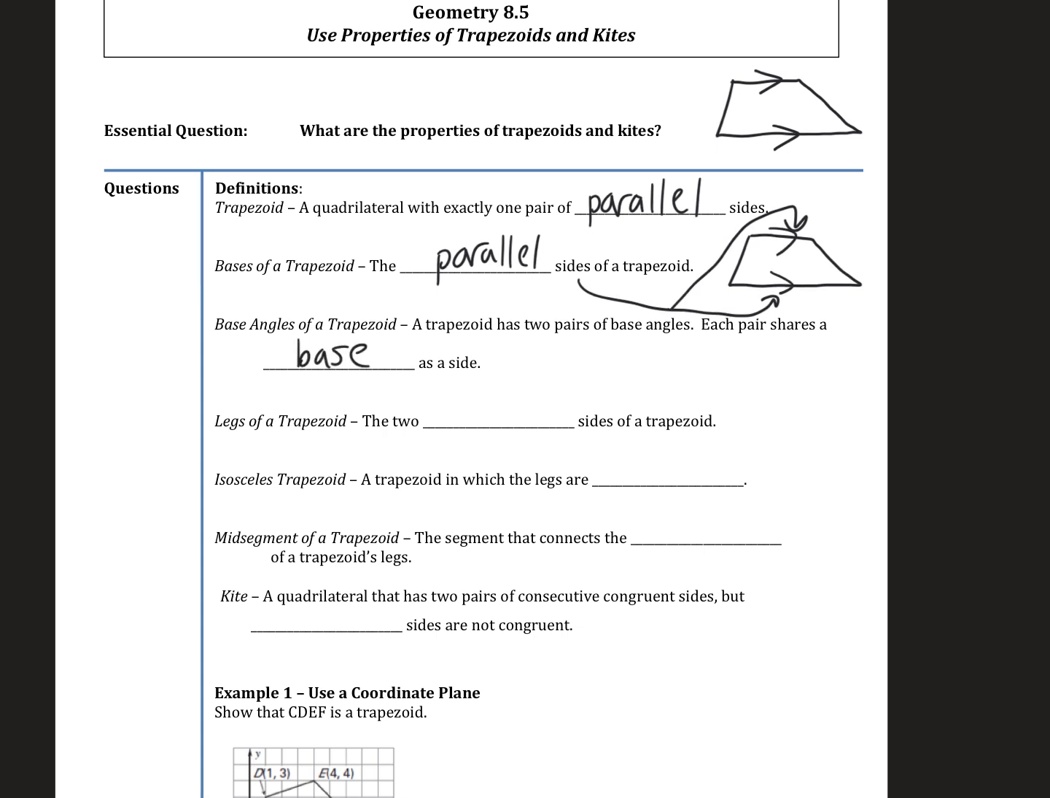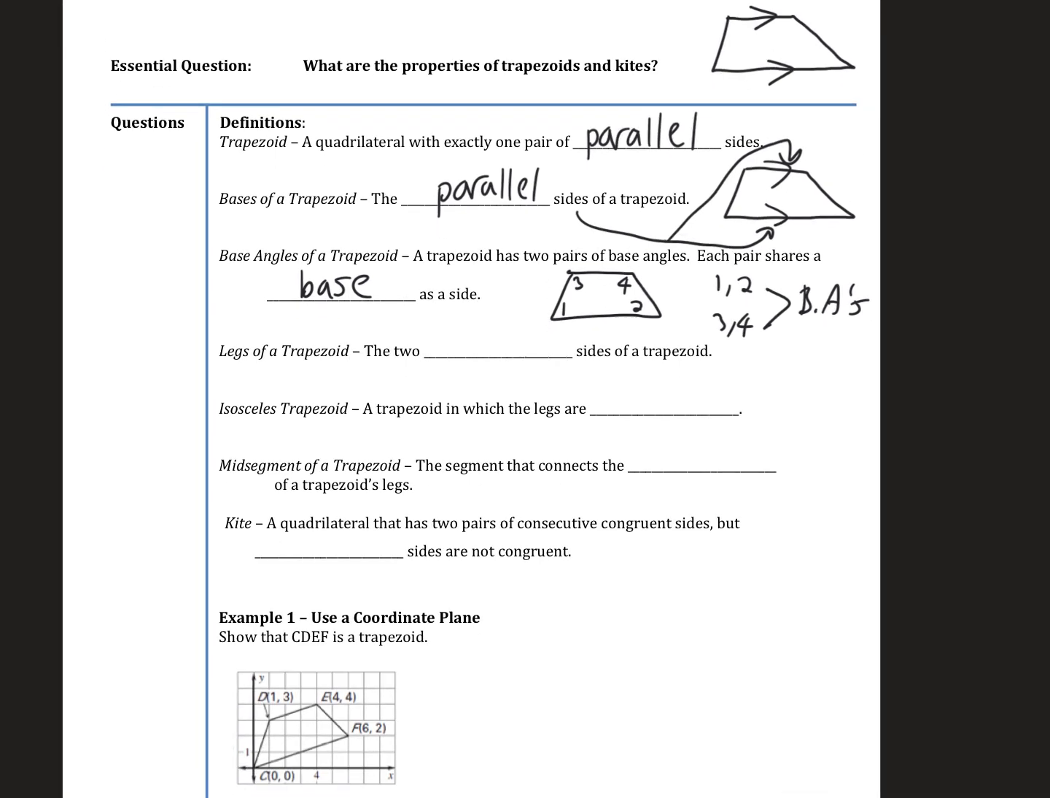Let's draw another trapezoid here. So we have 1, 2, 3, and 4. So 1 and 2, and 3 and 4, these are both pairs of base angles. Okay? All right, sounds good. The legs are going to be the two non-parallel sides. The two what? Non-parallel sides of a trapezoid.